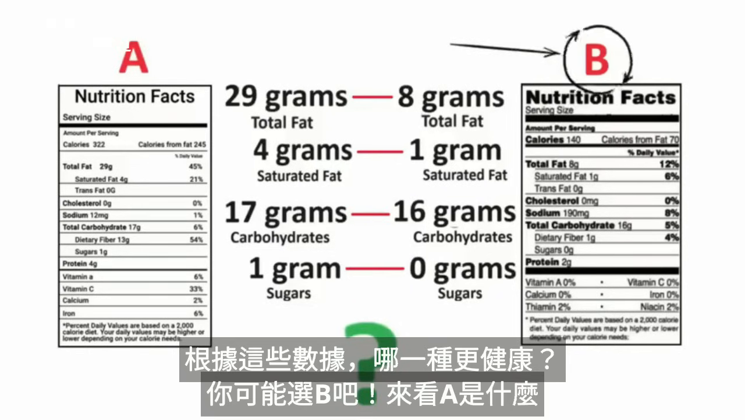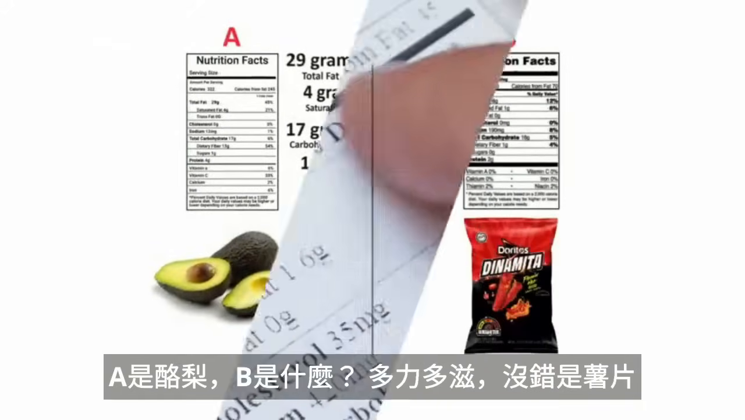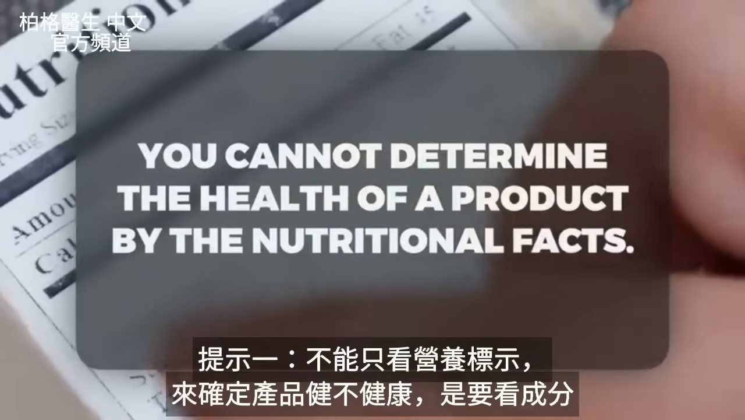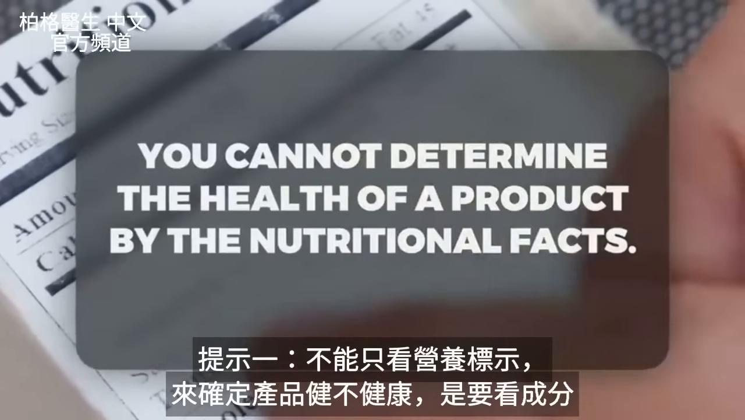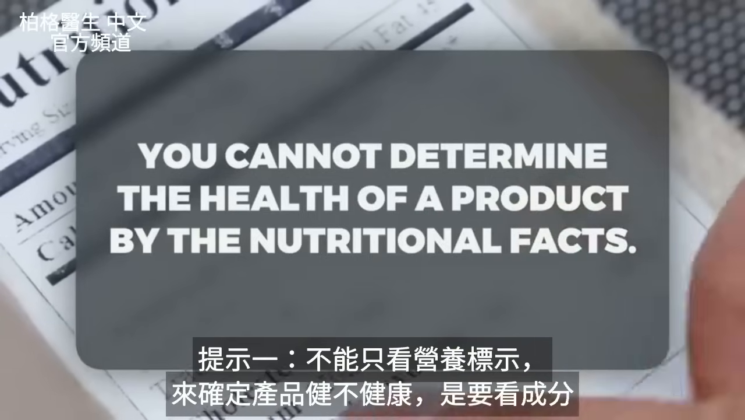Well, let's take a look at what A is. A is avocados. What's B? Doritos. That's right, Doritos. Tip number 1, you cannot determine the health of a product by the nutritional facts. You must look at the ingredients.